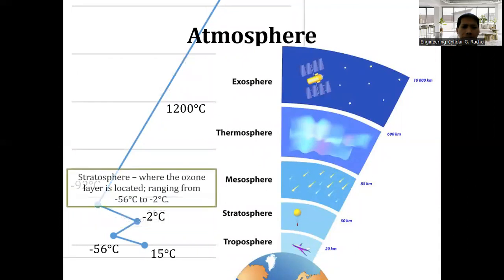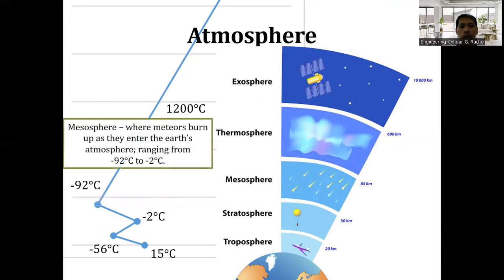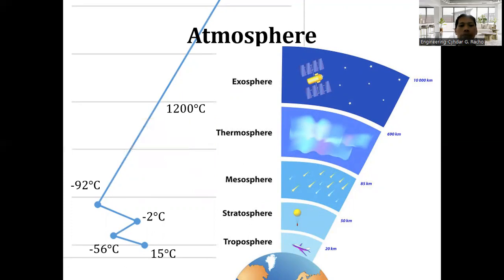And then the stratosphere. The stratosphere is where the ozone is located, and it ranges from negative 56 to negative 2 degrees Celsius. The mesosphere is where the meteors burn up as they enter the Earth's atmosphere, ranging from negative 92 to negative 2 degrees Celsius.